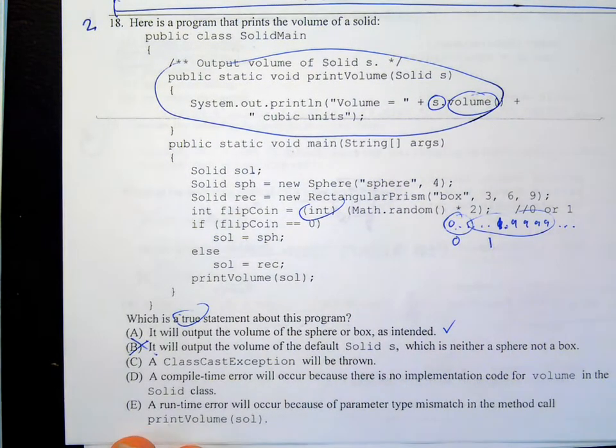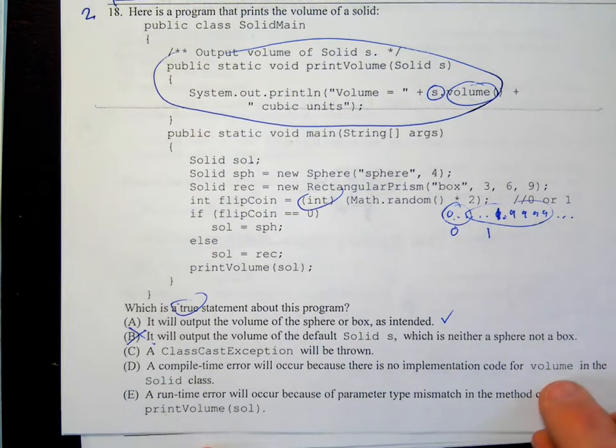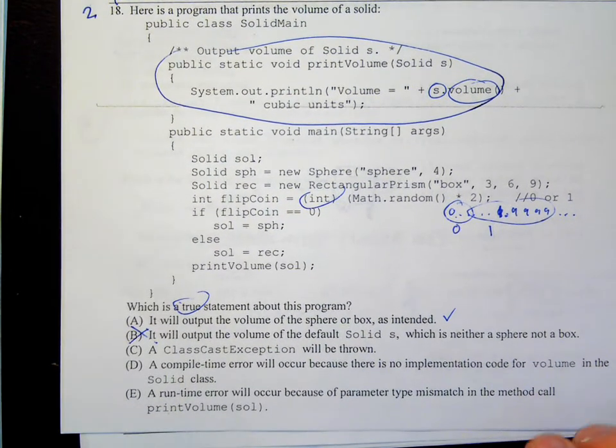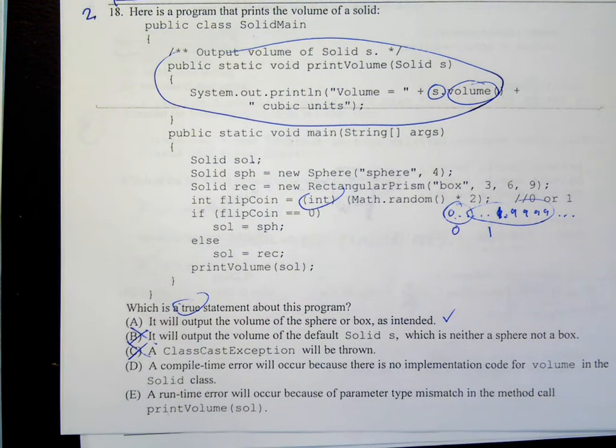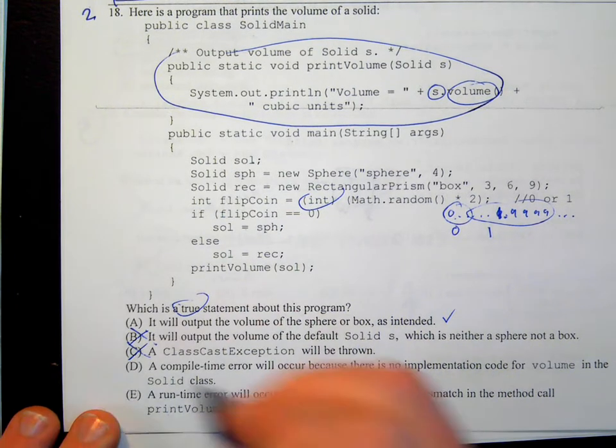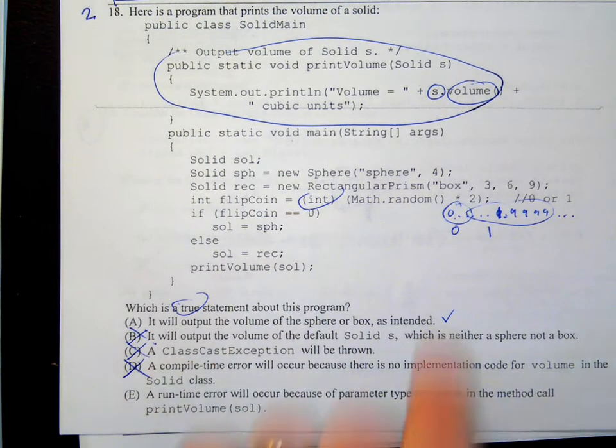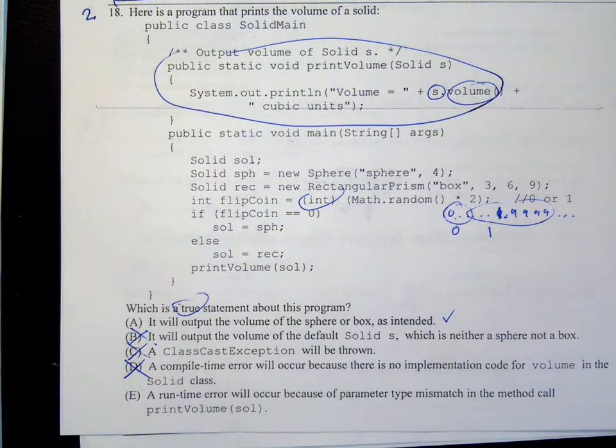Okay, so yeah, a compile time error will occur because there's no implementation code for volume. No, because we're going to pick the rectangular prism or the sphere before we make the call to volume. Okay, if we tried to call volume on S before we assign something else to it, that was a specific one, then yeah, we get a compile time error.